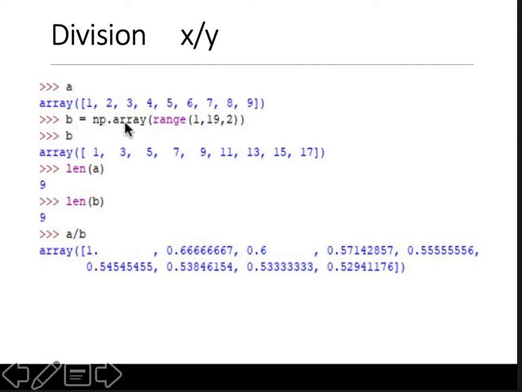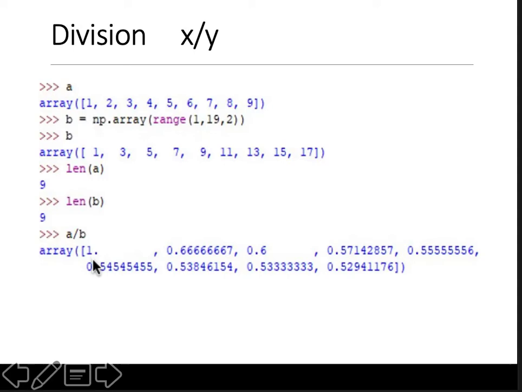Okay. So when you create B and check B, this array is created. You check the length of A, this array up here, and the length of B, they're both the same length. Then if two arrays or vectors are of the same length, you can do an A over B. So it will take 1 over 1, answer is 1. 2 over 3 is 0.6667. 3 over 5 is 0.57 and so on. The whole array. Meaning, if you want to have divisions between arrays, their length needs to be the same. If you give different length arrays, you can get an error.